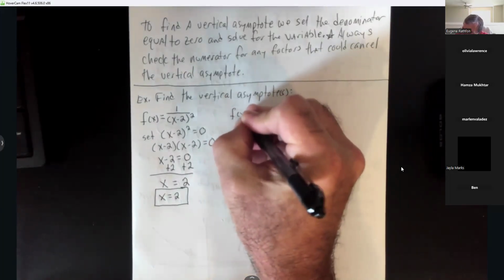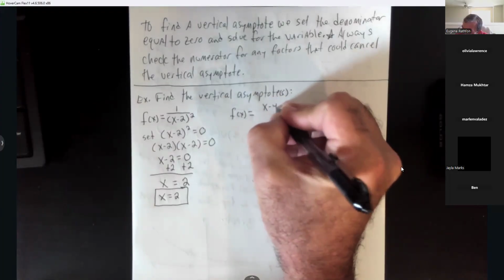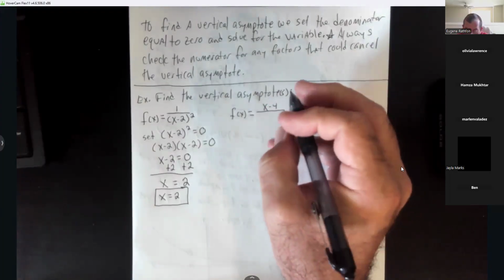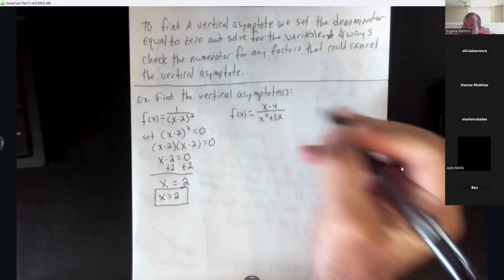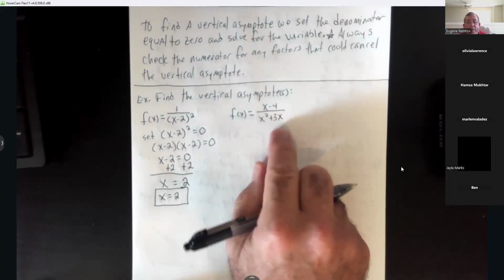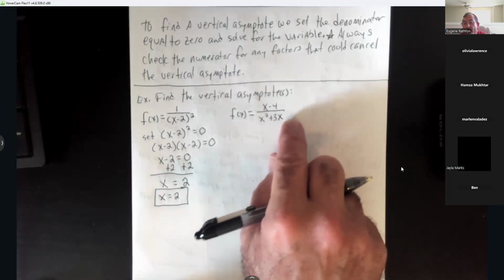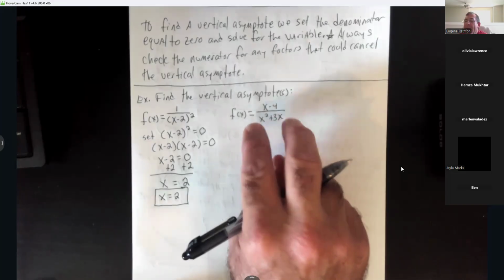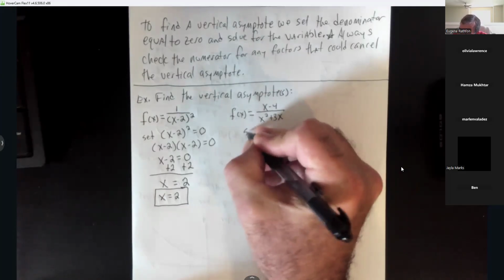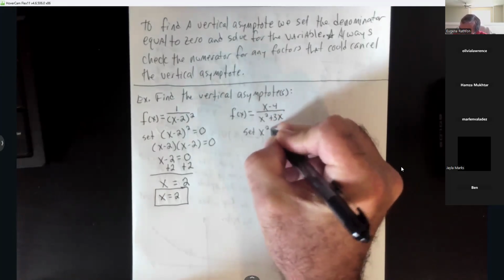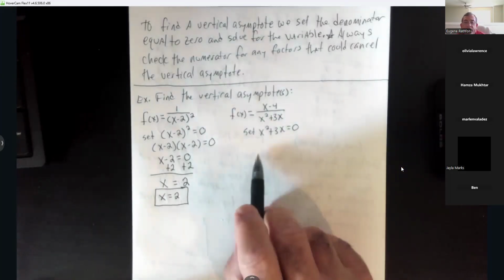All right, y'all, the next one. F of x equals x minus 4 over x squared plus 3x. So what they're going to do now, they're just going to give you different types of equations on the bottom just to see how you can factor and solve them, okay? So I'm going to set x squared plus 3x equal to 0.